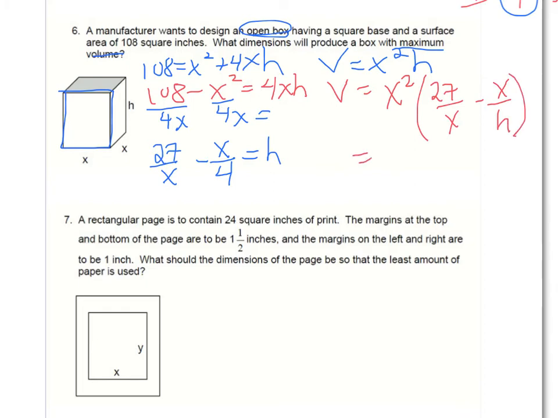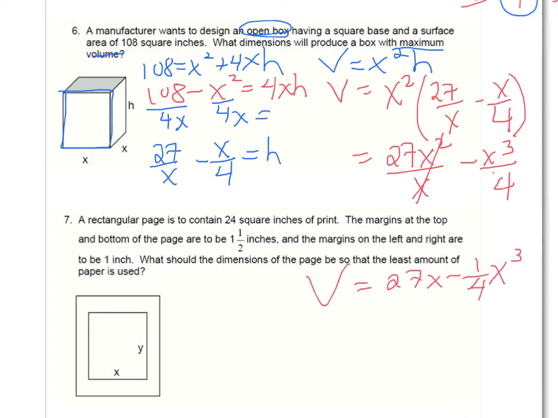Distribute the x squared. Sorry, instead of that h, this is supposed to be a 4. We can reduce here, so we get 27x minus, and I'm going to make that 1/4 x cubed is our volume. So now that we have the volume equation, we need the derivative. I'm going to set it equal to 0.